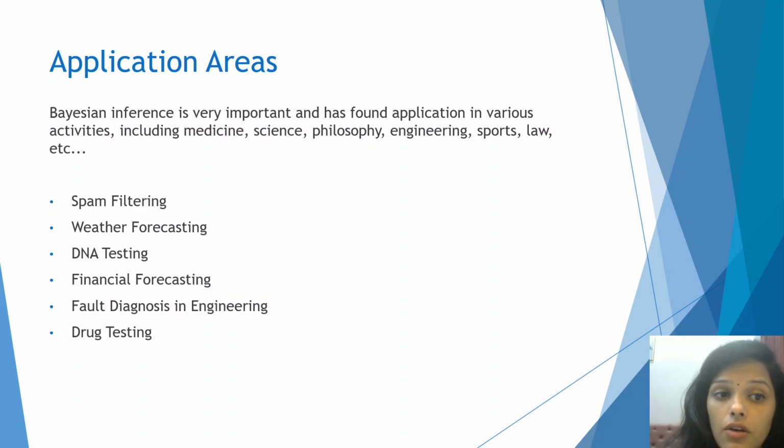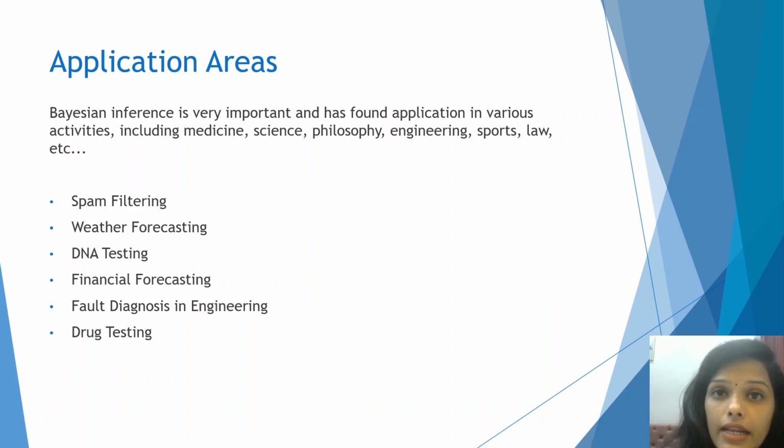Next, weather forecasting. We can find out the weather for a particular day based on prior conditions or prior information about the weather for the previous days, again using Bayes theorem. We can even use Bayes theorem for DNA testing to find out various DNA factors. Next, financial forecasting: in stock markets, we can find the value of a stock for a particular day based on the performance of the stock previously. We can use it for fault diagnosis in engineering, to find the root cause of a particular fault in a machine.